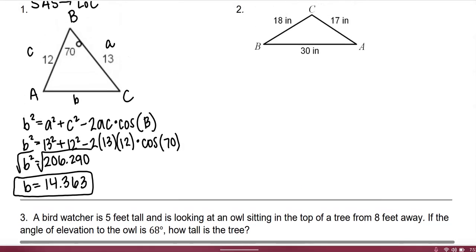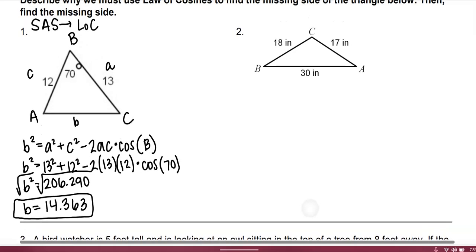Number 2: what is 18? A side. What is 17? A side. What is 30? A side. And that tells me to use law of cosines. Except my directions said find the missing side, and we know all the sides. So we can do one of two things. We can find an angle measurement, which is going to be a little bit different than number 1, or we can go to number 3.